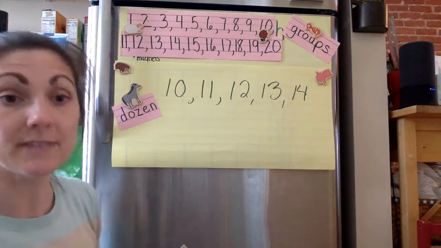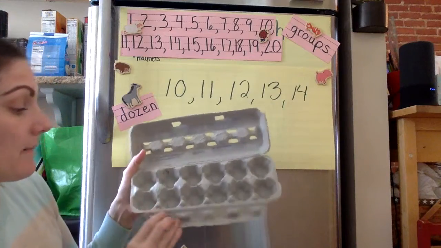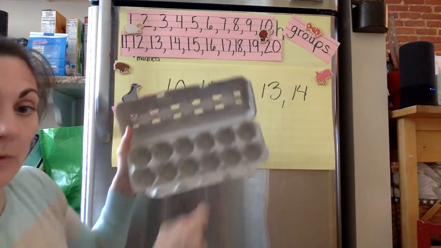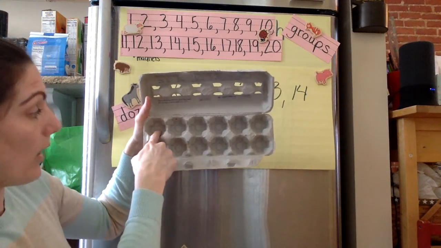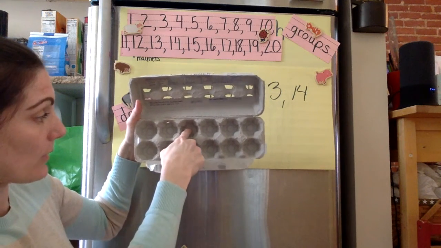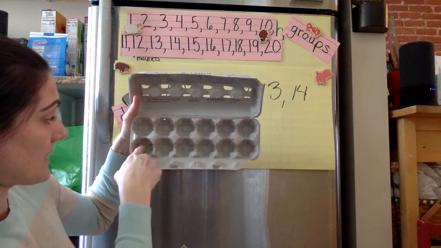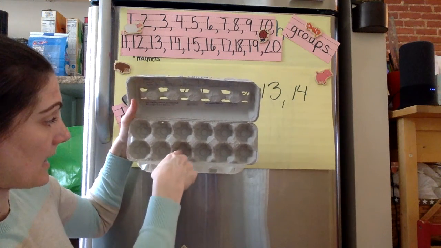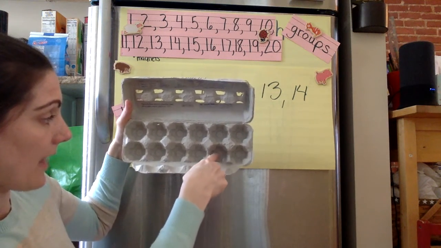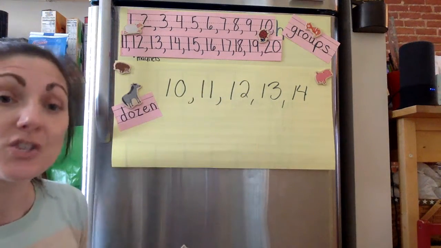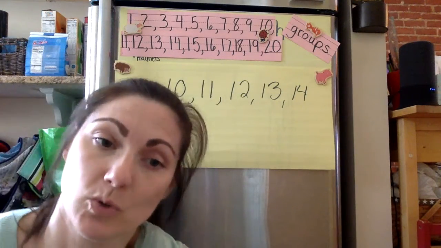Okay. So let's find out how many a dozen is. Ready? We're going to count each one of the little holes where the eggs would be. So we have 1, 2, 3, 4, 5, 6, 7, 8, 9, 10, 11, 12. So a dozen is equal to 12.